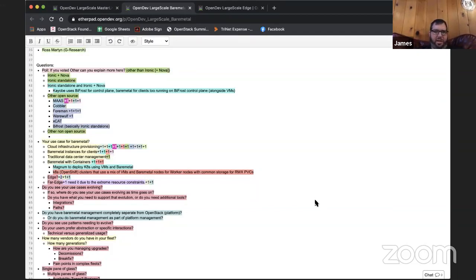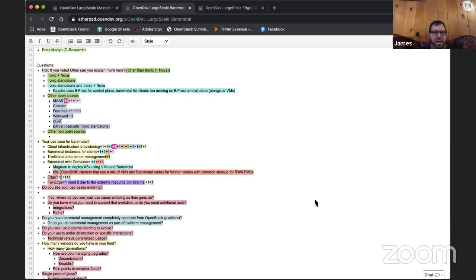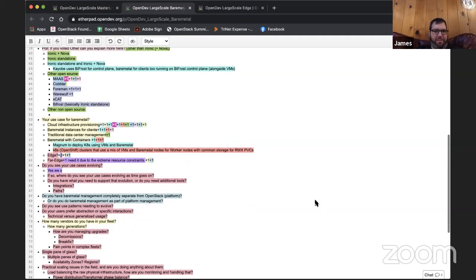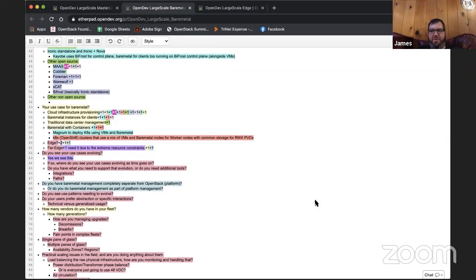Let's move on in the doc here. Folks, where do you see your use cases evolving over time? We've talked about the edge and far edge. Is there anyone else out there who has recently been seeing newer use cases that you certainly didn't anticipate? Feel free to unmute and join in if you'd like.